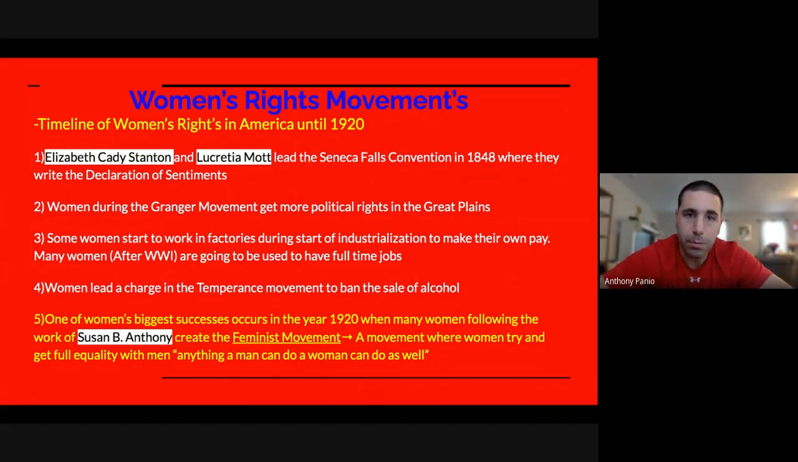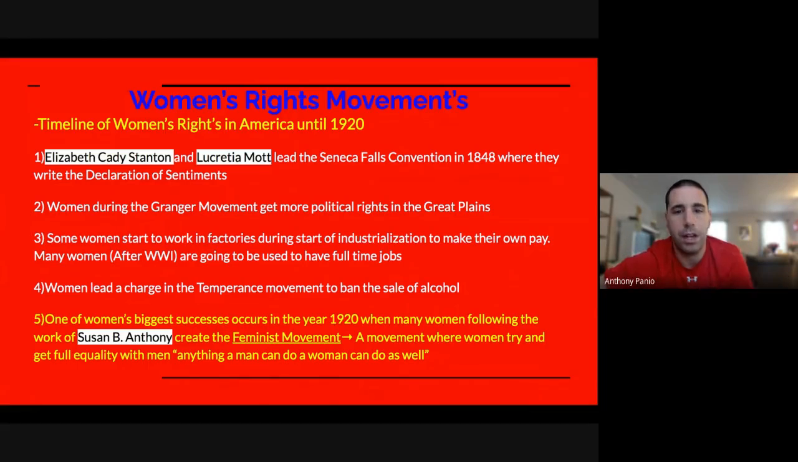The first big moment in the women's rights movement takes place in 1848, the Seneca Falls Convention, where a lot of women and men get together trying to preach for more rights for women. They write something called the Declaration of Sentiments. The women during the Granger movement, which was a movement throughout the 1880s, try to get more political rights if they lived out in the Great Plains.